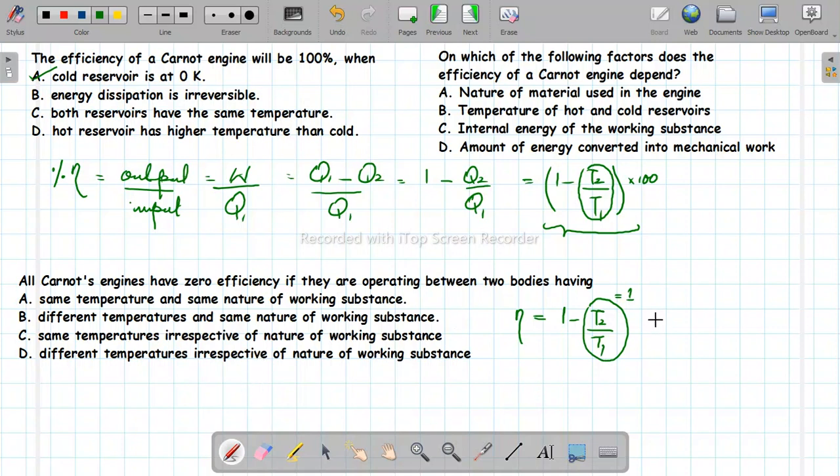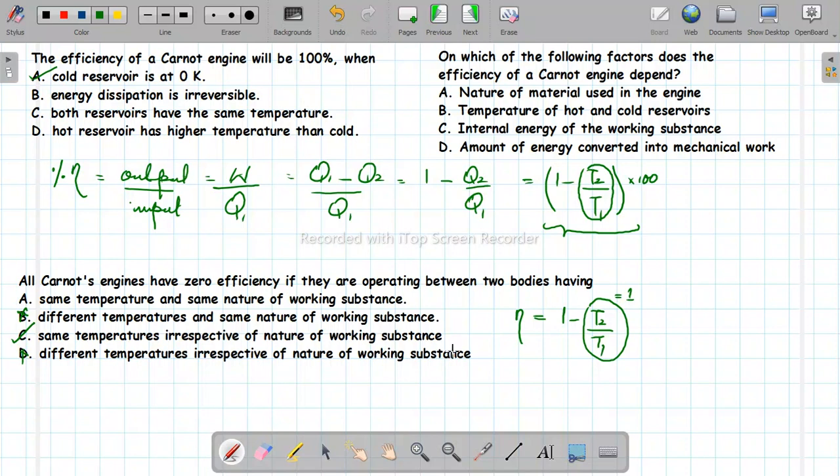Till now we have established that the temperature should be the same. That means B and D are excluded, right? When it comes to the working substance, we read a statement of the Carnot heat engine which says the working substance does not affect your engine's efficiency, right? As long as the Carnot engine is operating between two same temperatures. So we say same temperature and irrespective of the nature of working substance. If the temperature of both hot and cold reservoir is the same, the engine will give you zero efficiency no matter how high the temperature of the reservoir is, right?